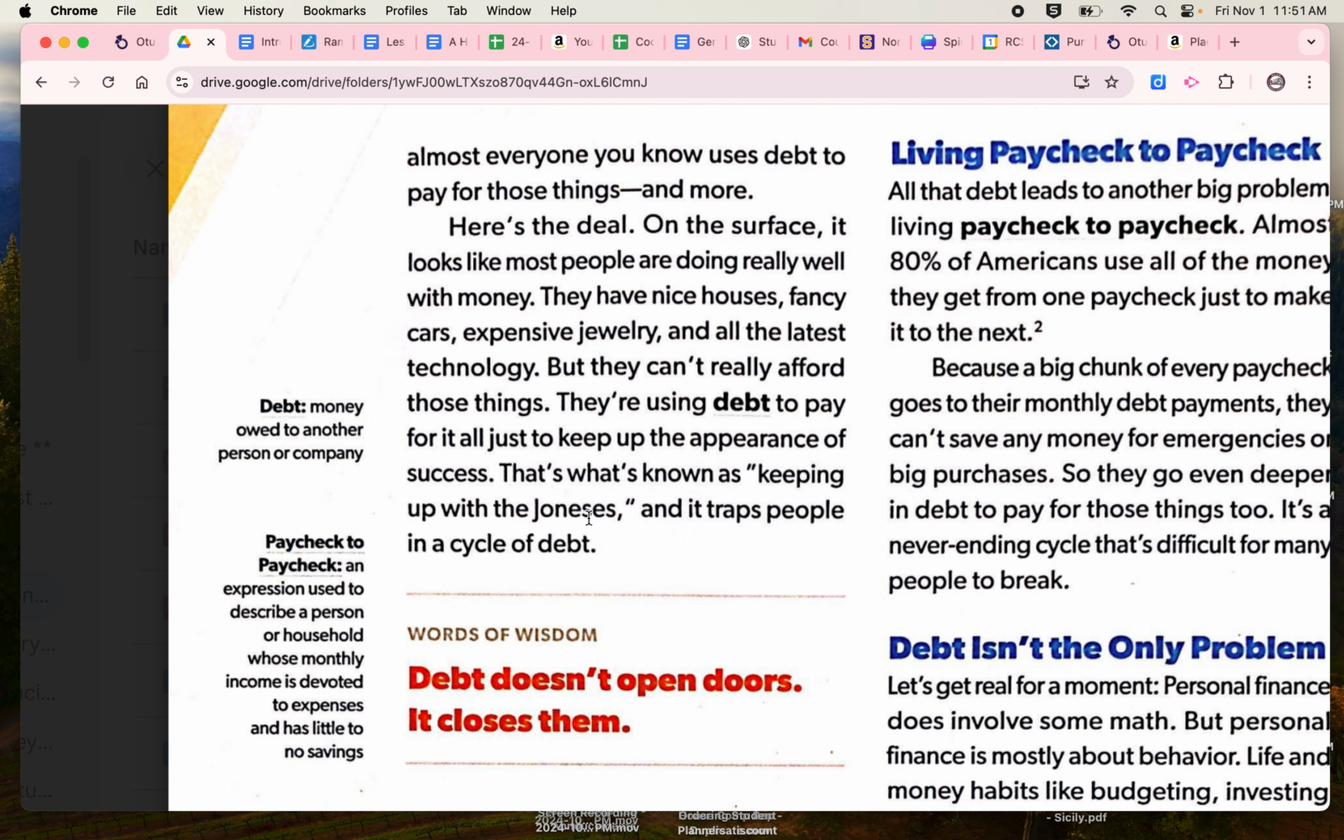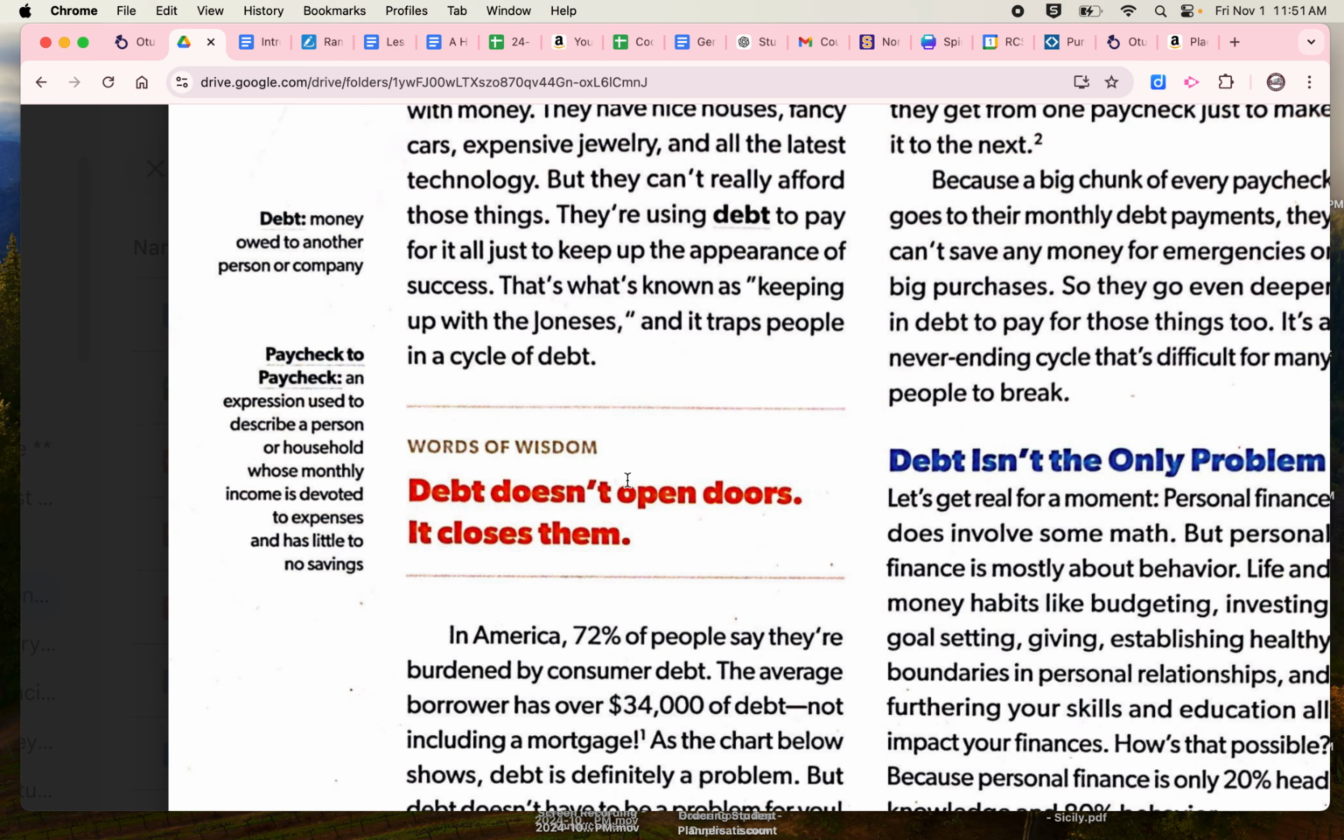But in order to do that, if you're going into debt, owing money, this is a trap. And it traps people into a cycle of debt, always owing money. So words of wisdom: debt doesn't open doors, it closes them. Debt doesn't open doors, it closes them. So pause this, write that down in your journal of gold, and then push play, and we'll continue on that concept.